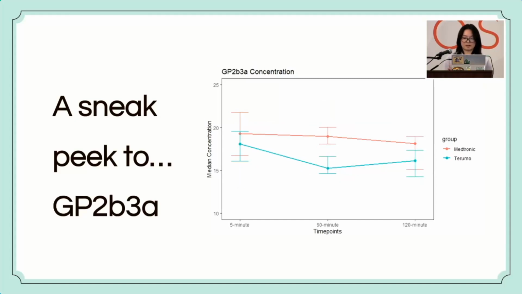Now, here's a sneak peek of our data on GP2B3A, which is another platelet marker that facilitates thrombin generation and blocking hemorrhage. And we actually found that since its surface translocation increases during platelet activation, it is quite a valuable biomarker for us if we wanted to quantify platelet activation and aggregation. But unlike beta-TG, we saw that there was a decrease in platelet activation overall in both circuit coatings. That possibly indicates that both circuit coatings prevented further GP2B3A activation.